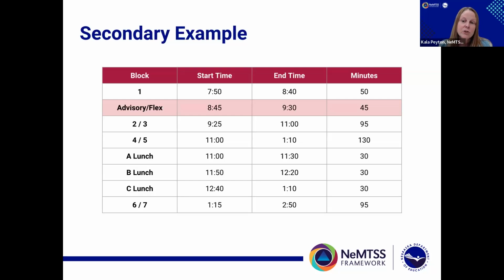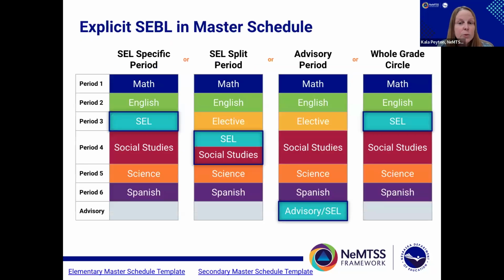Within the secondary schedule, advisory time is an example of a lateral intervention structure. Students can receive academic, behavioral, or social emotional interventions 1 to 2 times a week during advisory. When school leaders are thinking about ways to build in time for explicit interventions in the master schedule, they can also consider a vertical intervention structure, where interventions could occur at different times or different periods.